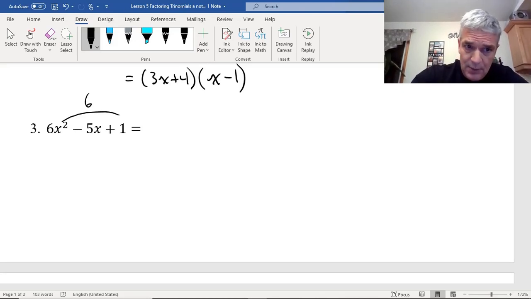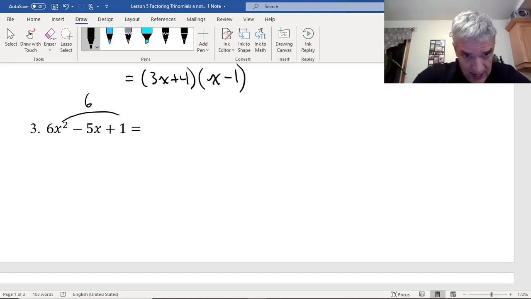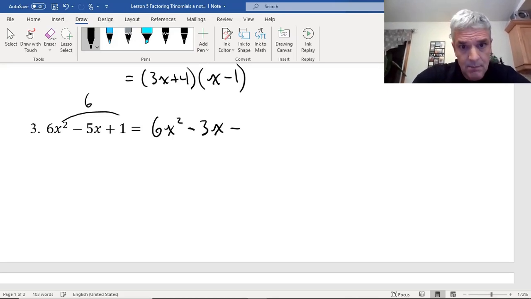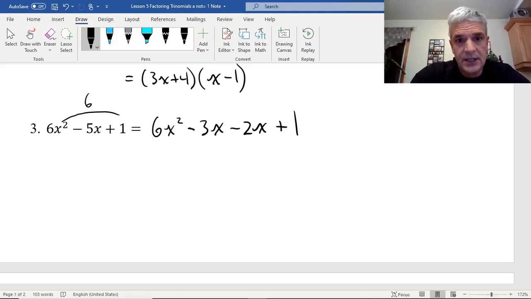So I see that 3 times 2 would give me 6, and that will add together to give 5. But in this case, it's going to be -3 and -2 that add to give -5. So I end up writing 6x squared minus 3x minus 2x plus 1. So all I've changed is this middle term in here. It went from 5x to these two terms, okay?